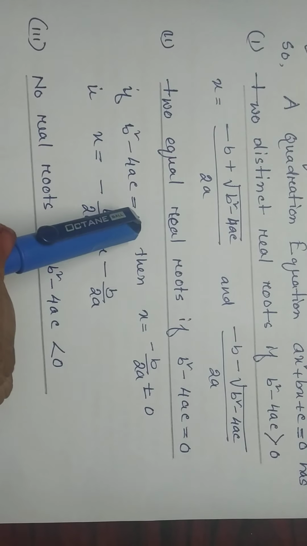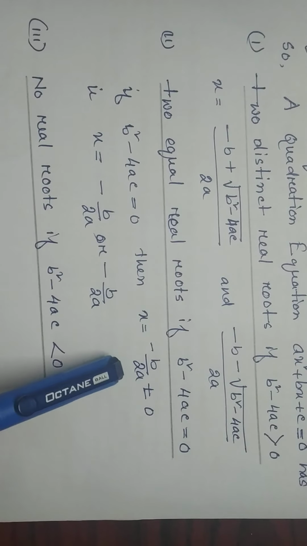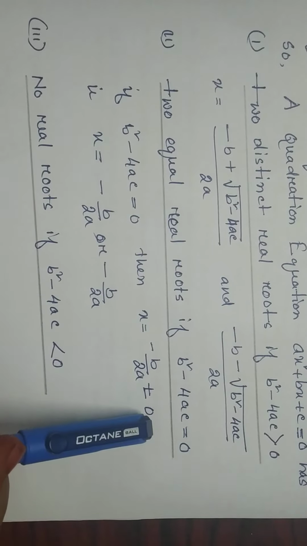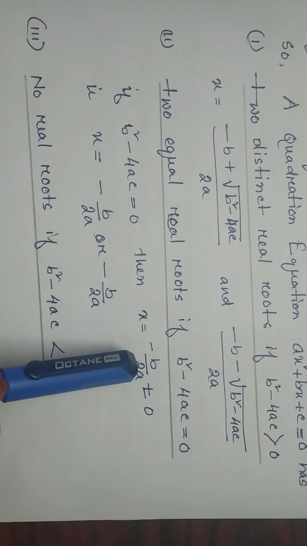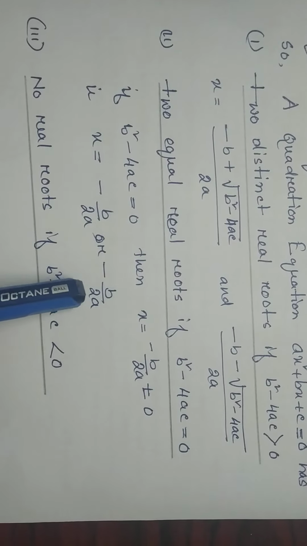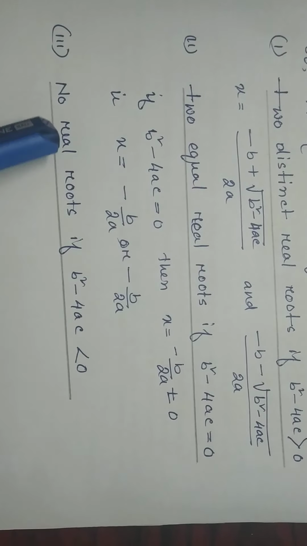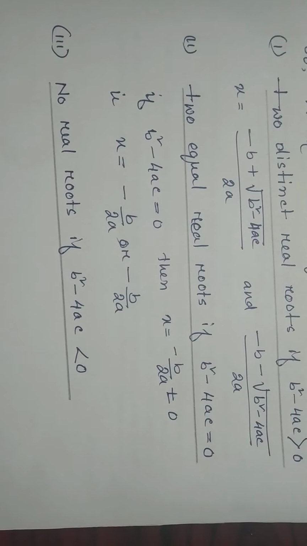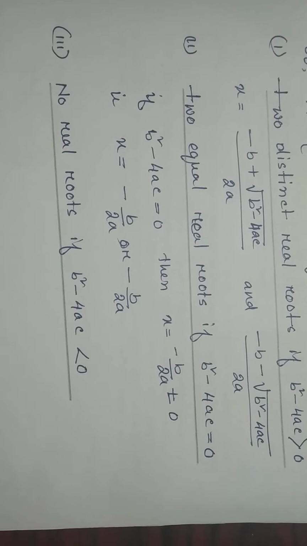If b square minus 4ac is equal to 0, then x is equal to minus b by twice a plus minus 0, meaning if we add 0 then it is minus b by twice a, and if we subtract 0 then also minus b by twice a. That means both the roots are minus b by twice a. And if b square minus 4ac is less than 0, then there are no real roots. These three points you have to remember always for the nature of roots. These three points are important.